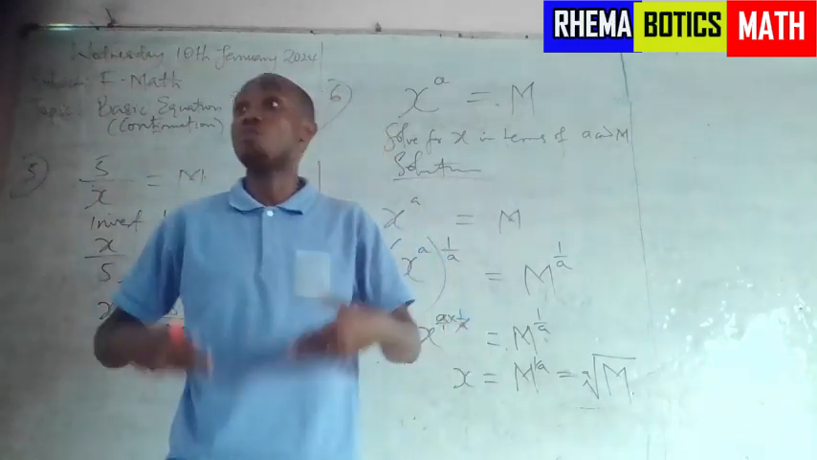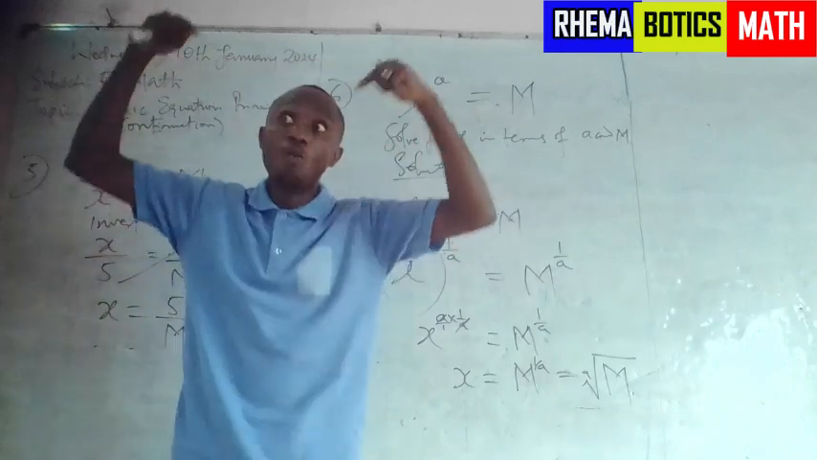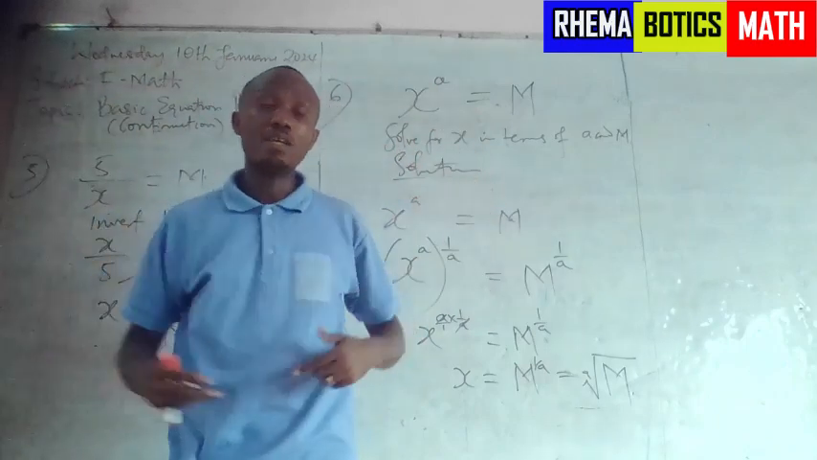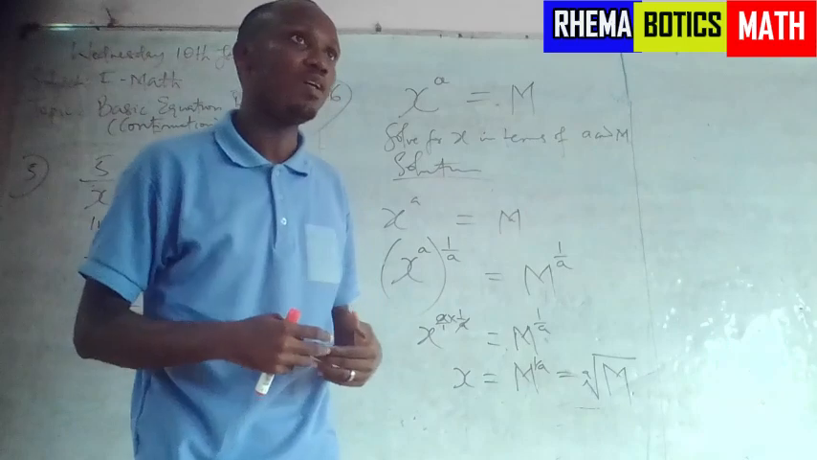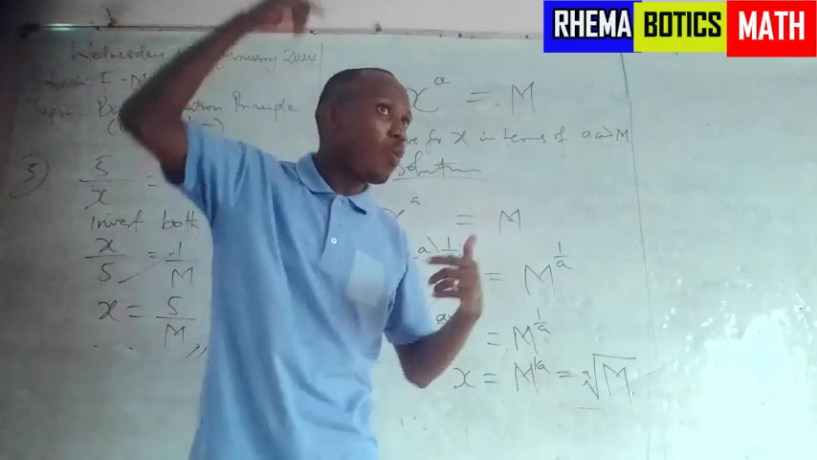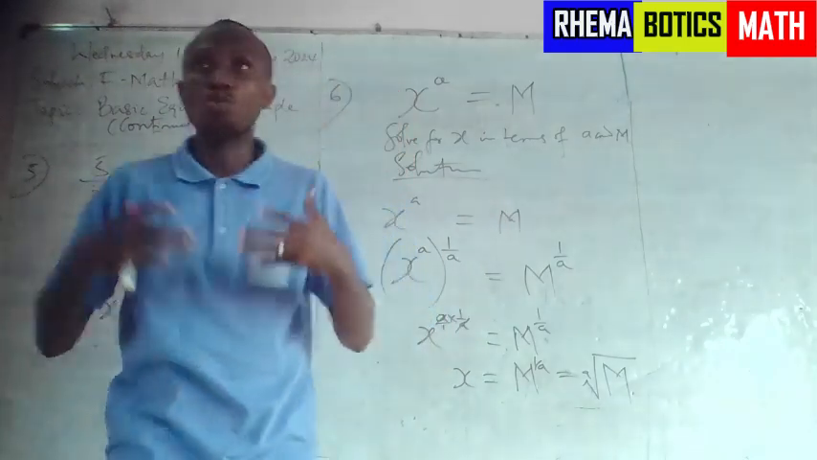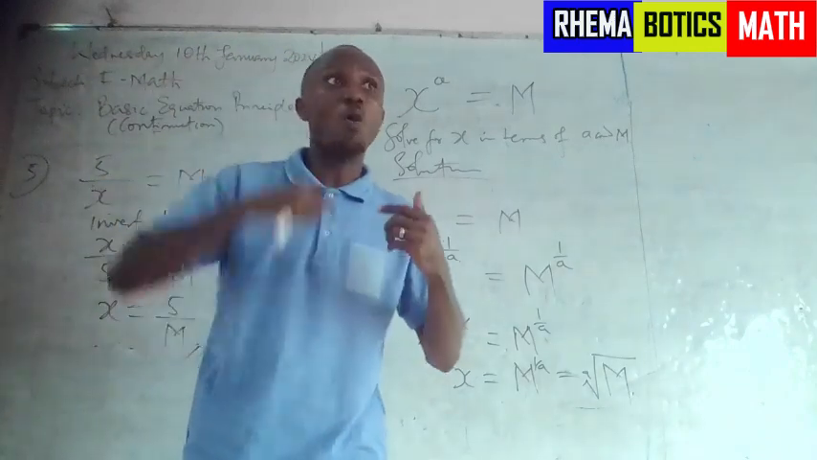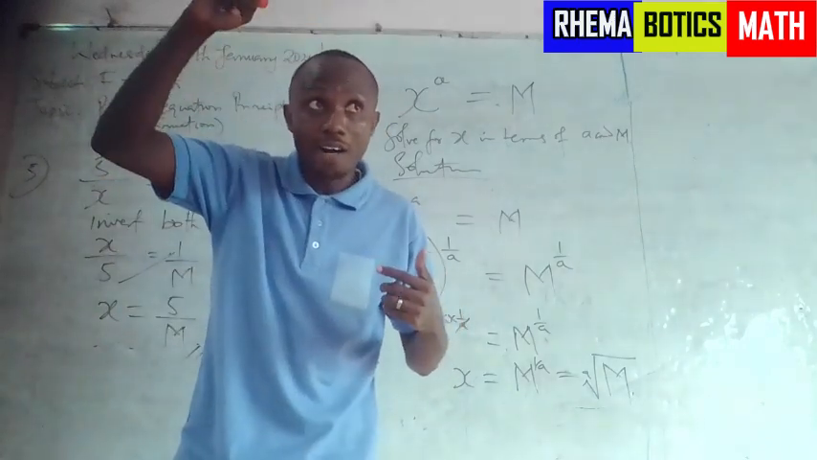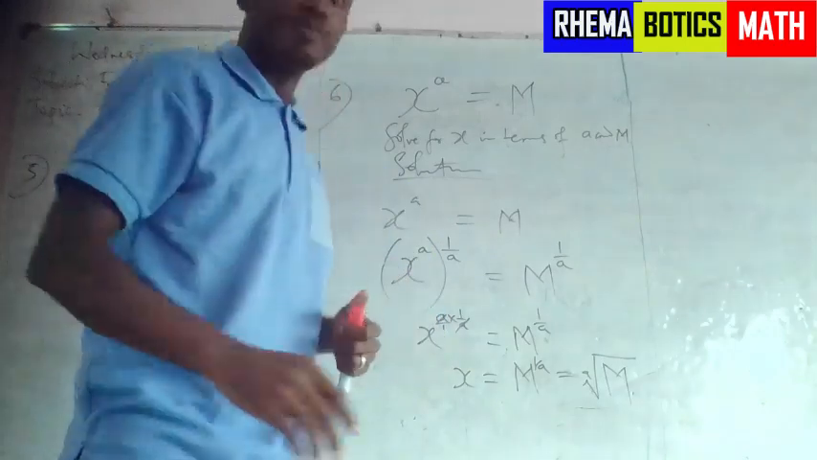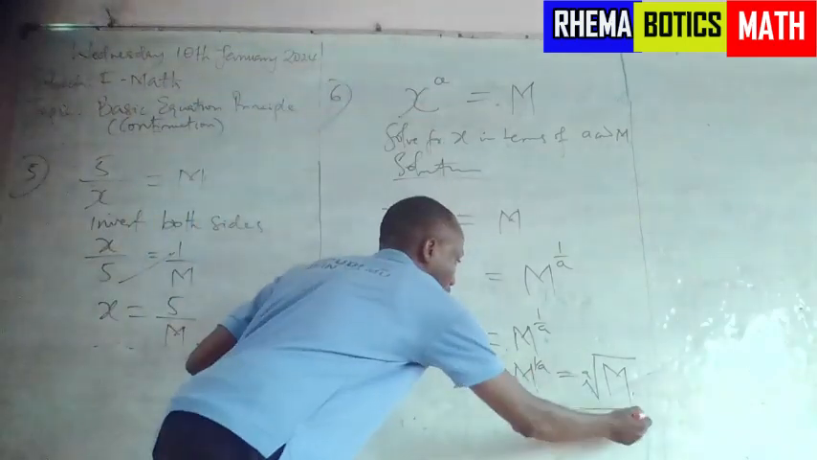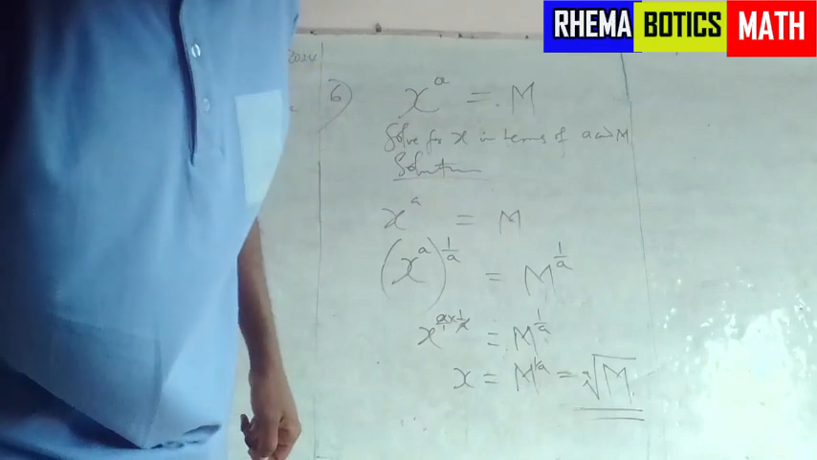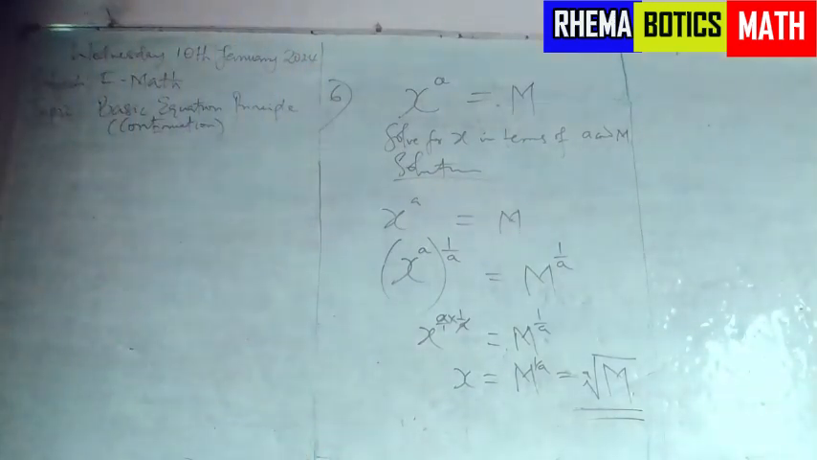Mama means Mr. Mama raised to power 1 over 3. When I say square root of Mr. Mama, what does it mean? Mr. Mama raised to power 1 over 2. When I say fourth root of Mr. Mama, it means Mr. Mama raised to power 1 over 4. That's it. Alright. Okay, number 7.